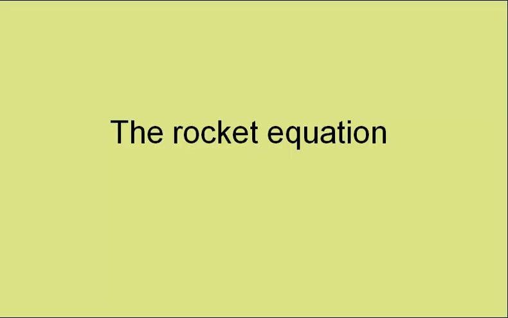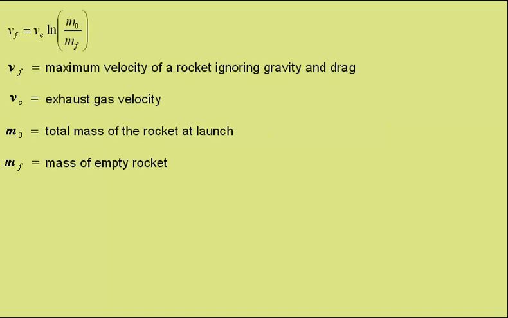The rocket equation. This is the rocket equation, where the terms have the meanings as shown here. V_F is the maximum velocity of a rocket ignoring gravity and drag. V_E is the exhaust gas velocity relative to the rocket. M_0 is the total mass of the rocket at launch, and M_F is the mass of the empty rocket. So M_0 minus M_F would give the mass of the fuel.